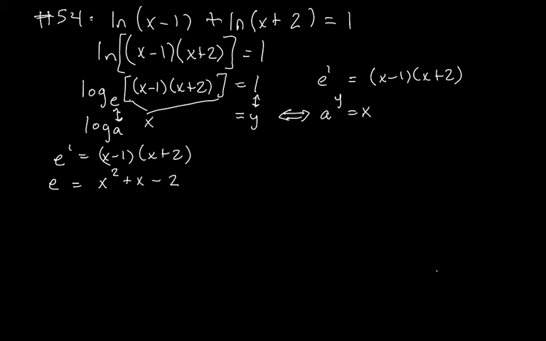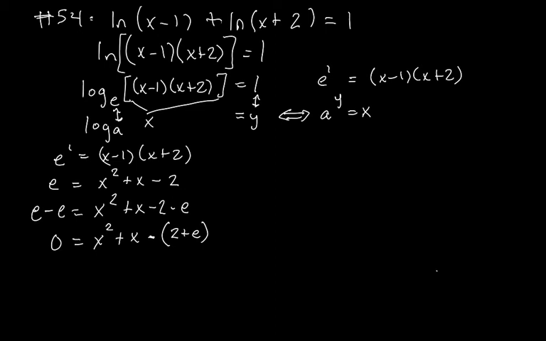And so you probably are wondering, well, how in the world are we going to do this? Well, the answer is we're going to get everything on one side and have 0 on the other. So if we subtract e from both sides, we get 0 equals x squared plus x minus 2 plus e. And so the question is, why did I write it that way? Well, hopefully it'll become apparent.